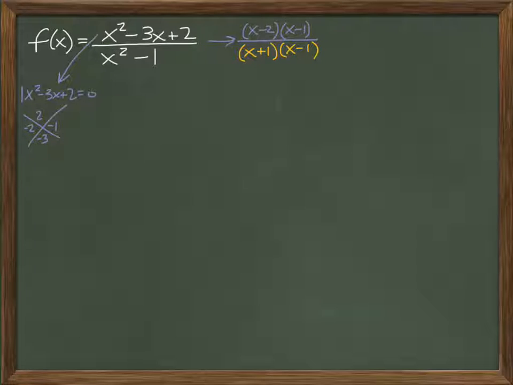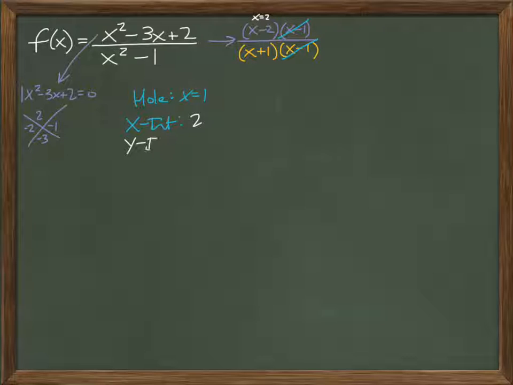And notice how I do have a term that matches on both the top and the bottom, so I can cancel it out. That's where a hole is. So when I write down my data, let's say a hole at x equals 1. Now let's find the x-intercepts. If there's a hole, it makes it a lot easier because we just solve each piece here. So x minus 2 gives x equals 2. That's where my x-intercept is, 2.